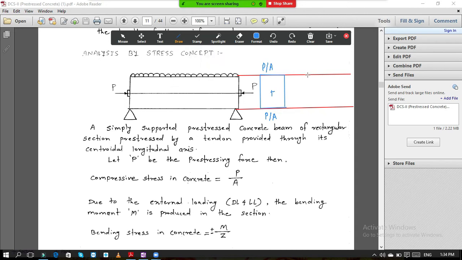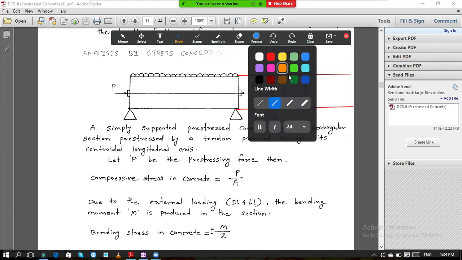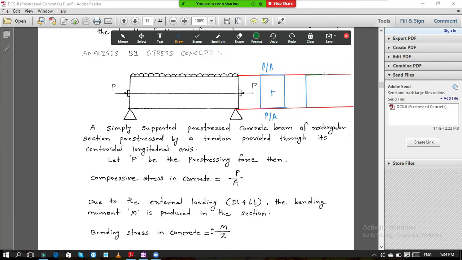After that we have drawn the diagram of bending stress due to dead load. So due to dead load, at top it is plus MD by Z, at bottom it is minus MD by Z. So this is the diagram. You will get the diagram in this fashion. At top it is plus, so I have plotted to the right hand side of this vertical line. Minus is there, so we have plotted it at left hand side. This is MD by Z, this is also MD by Z.